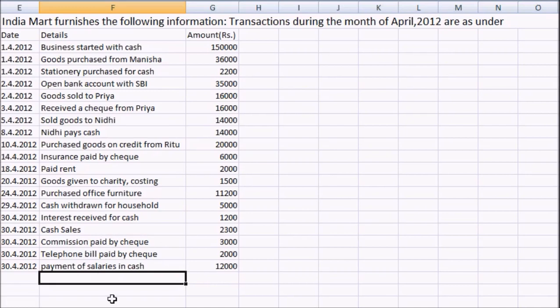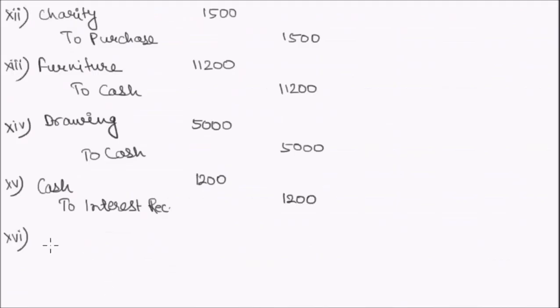So the transactions journal entry would be cash to sales. The amount is 2300. Now the next transaction.